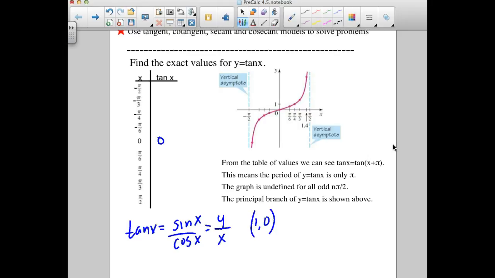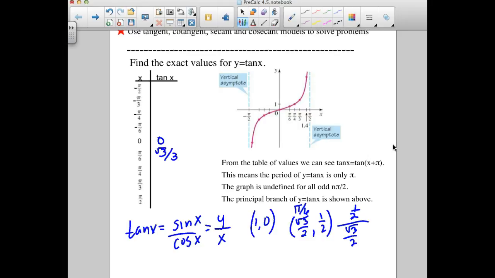Let's look at our positive ones. At pi over 6, what's the ordered pair? Okay, root 3 over 2, 1/2. So tangent is going to be 1/2 over root 3 over 2. How does that simplify? 1 over root 3, rationalized would be root 3 over 3.